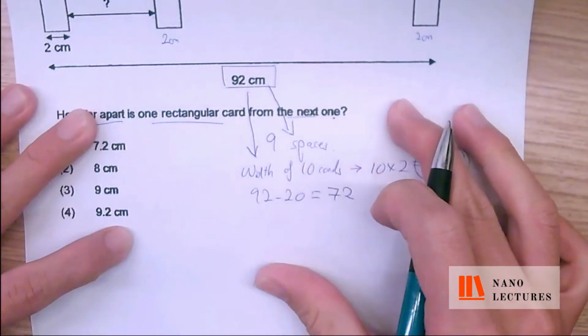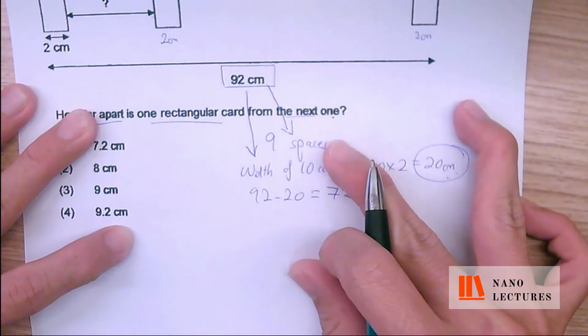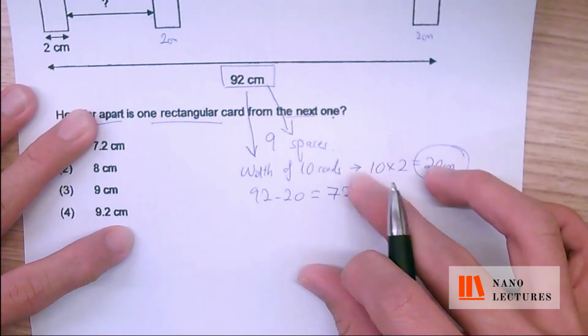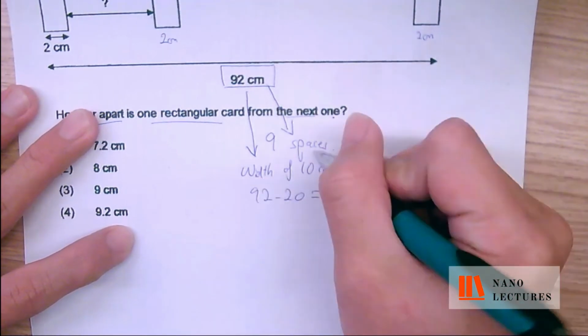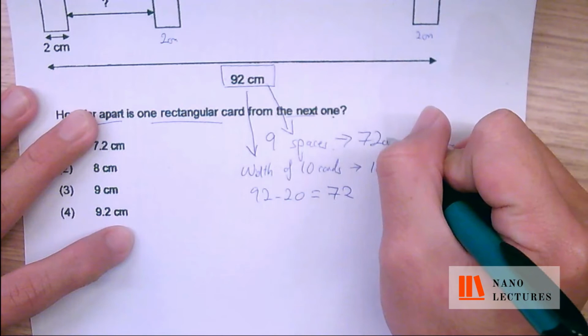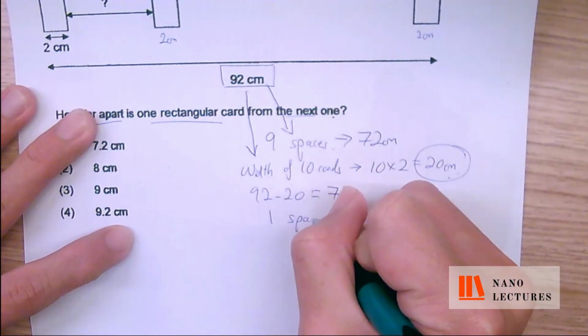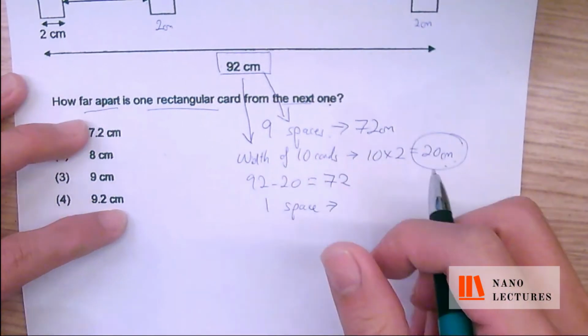Correct? Now, since there are 9 spaces in between, and the 9 spaces is 72, so 9 spaces will be 72 cm. How do I find one space now? So one space, I will have to take 72.